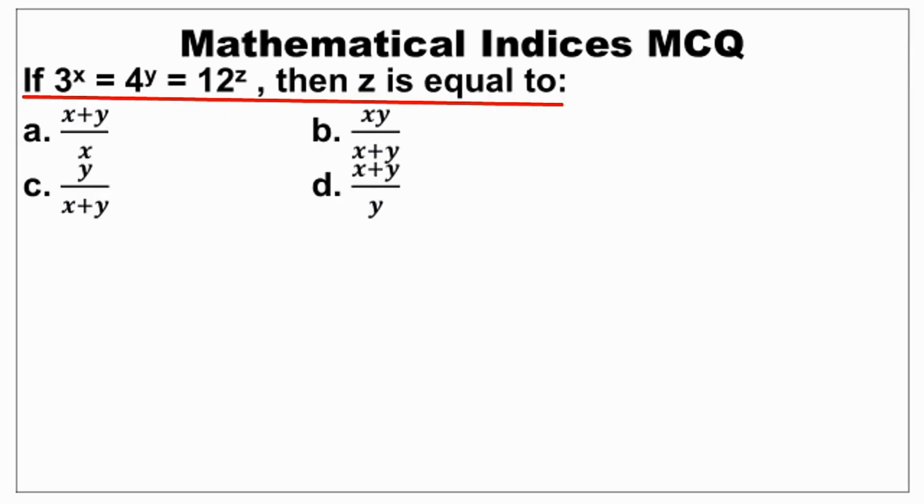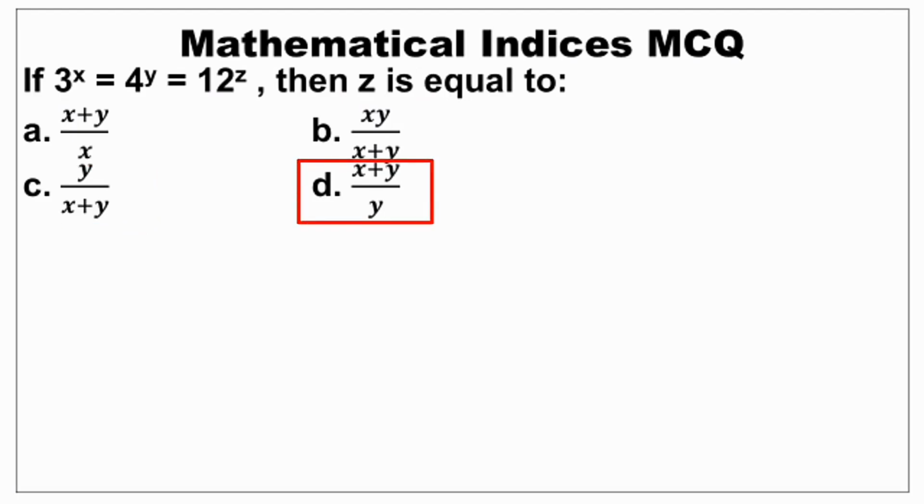If 3 to the power x is equal to 4 to the power y is equal to 12 to the power z, then z is equal to, the options are: A, (x plus y) by x; B, xy divided by (x plus y); C, y divided by (x plus y); D, (x plus y) divided by y.